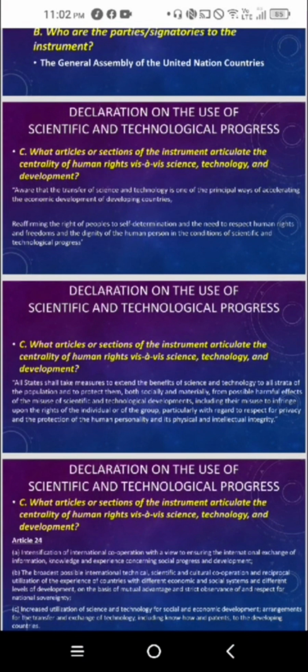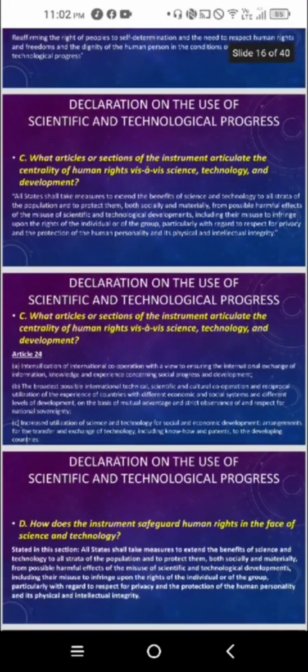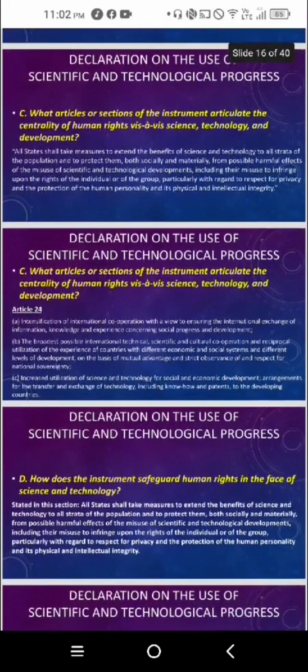Aware that the transfer of science and technology is one of the principal ways of accelerating the economic development of developing countries, reaffirming the right of the people to self-determination and the need to respect human rights and freedoms and the dignity of the human person in a condition of scientific and technological progress.